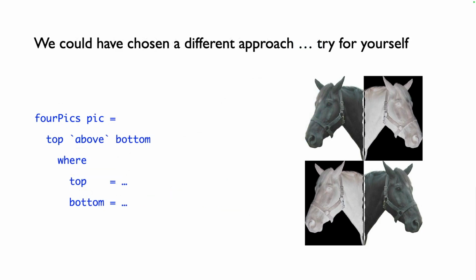Now, if you'd like to try doing this for yourself, we could have approached the problem differently. We could have broken the problem down and said it's the top line above the bottom line, and then inside some local definitions, we could define top and bottom. You could try that, modeling that on what we did with left and right just now. You could try to define this function we're trying to define, using the breakdown of top and bottom.